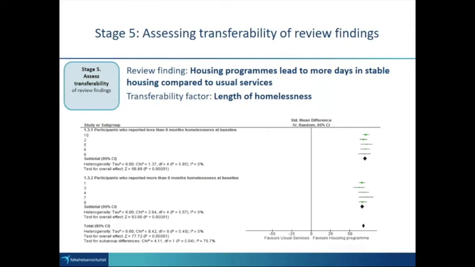this type of subgroup analysis. So as you can see, this ends up being a subgroup analysis just on transferability, like specifically those kind of factors, and the factors are identified beforehand.